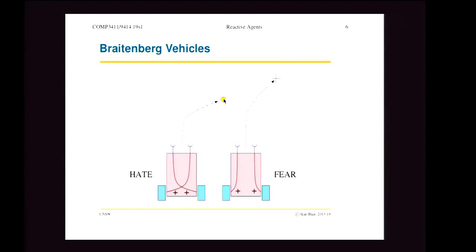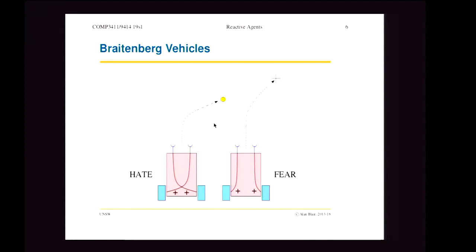So if the light source, let's say, is in front of the vehicle but a little bit to the right, both of these sensors will respond to the light, but this one will respond more strongly because it's closer to the light. More light's going to fall on this sensor. So both of these wheels will spin, but this wheel will spin faster than that one. And so the vehicle will turn towards the light.